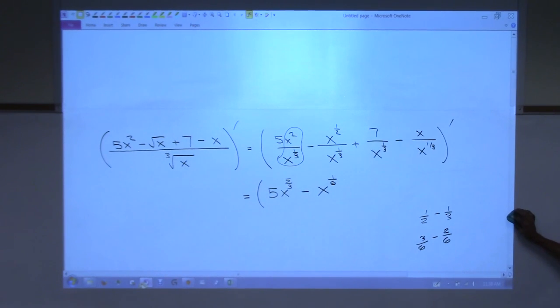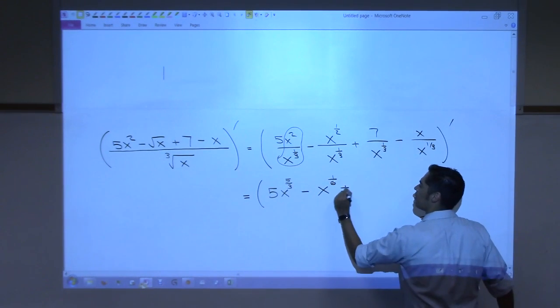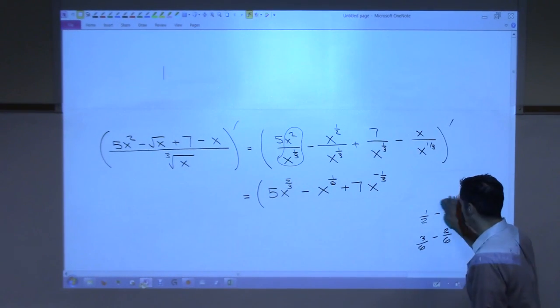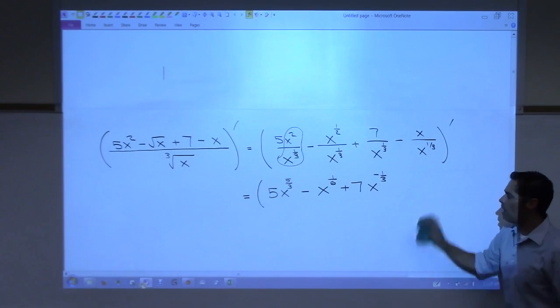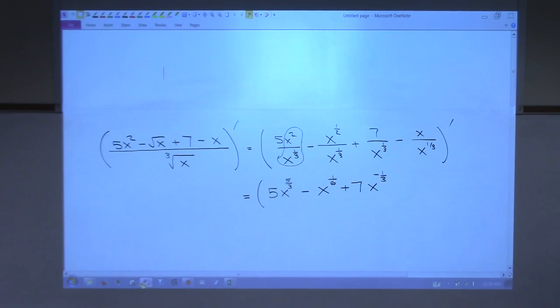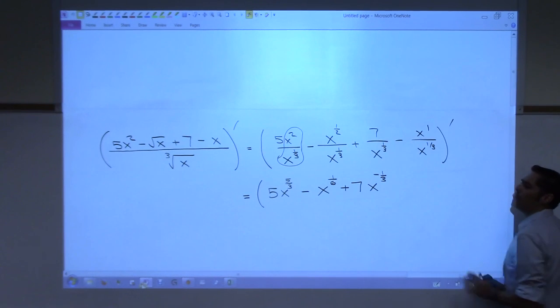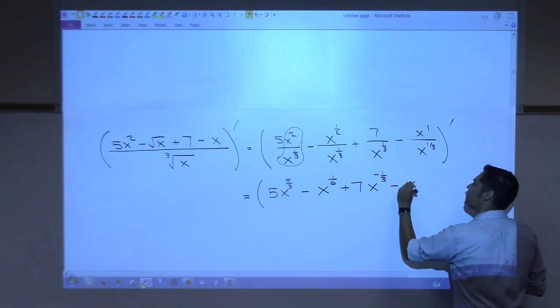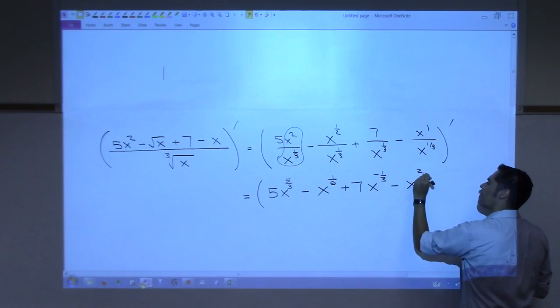The next one, how about we just push the x to the 1/3 up? Make it x to the negative 1/3. It'll just join up with the 7 that's there. That's legal, right? Oh yeah. Yep, that's just rewriting it. And then the last one, x to the first power over x to the 1/3 power. Subtract 1 minus 1/3 is 2/3. So minus x to the 2/3.